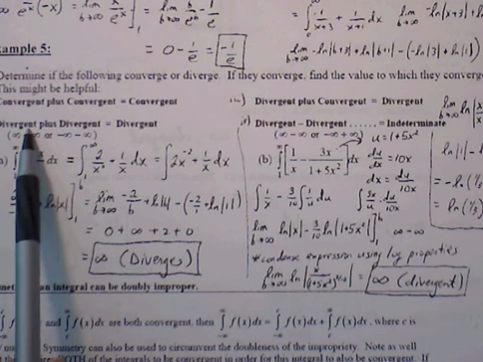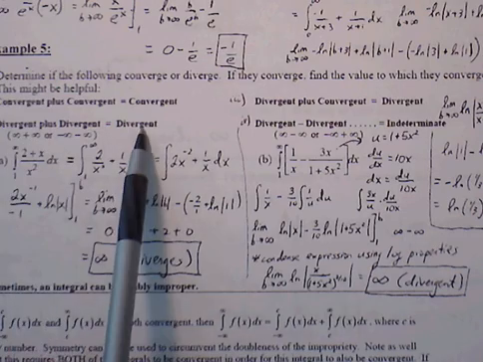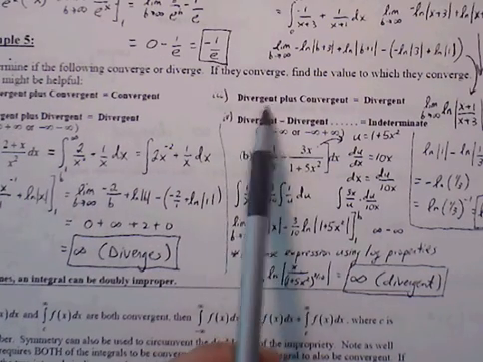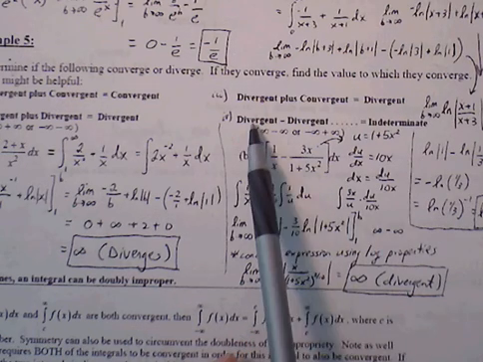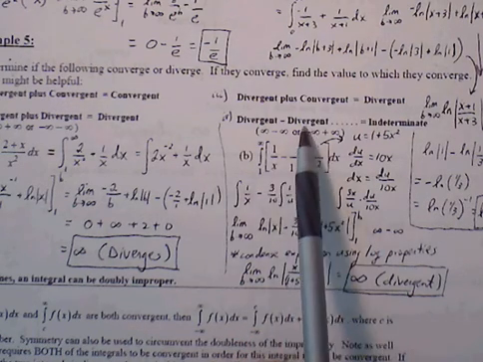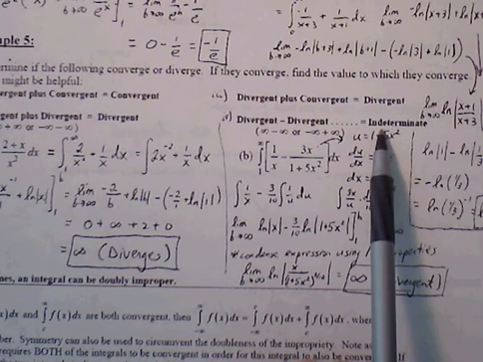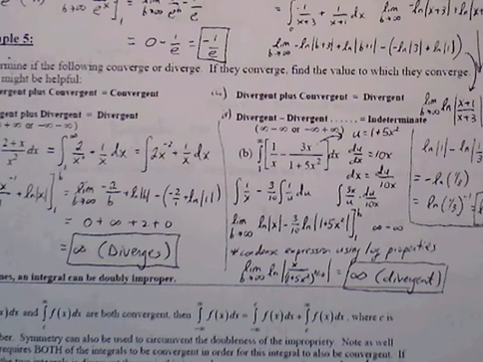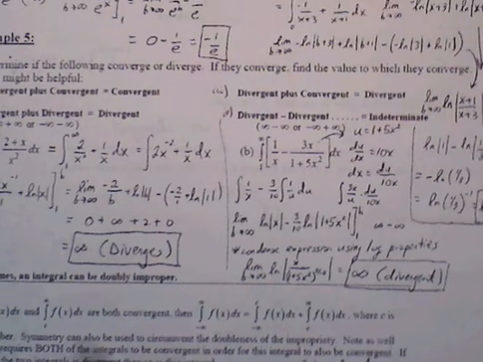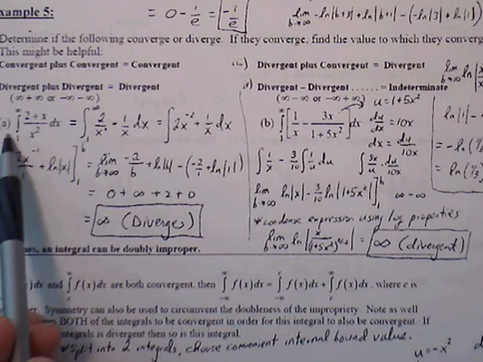If I have a divergent portion plus another divergent, then that will always give me a divergent result. If I have a divergent portion plus a convergent, then it'll always be divergent. If it's divergent minus divergent, then we have a couple of options. So that would mean indeterminate, and we'll have to do a little bit more work to figure out how to find the appropriate result.